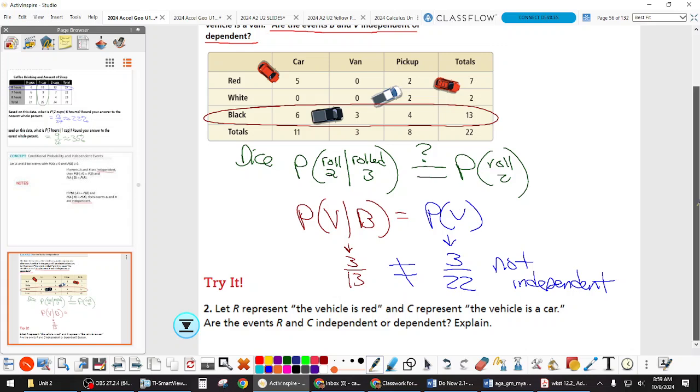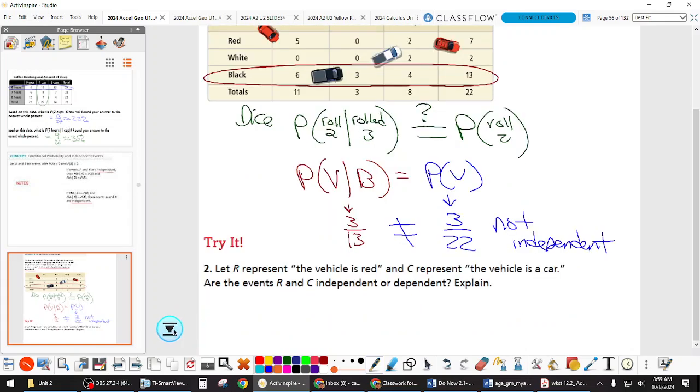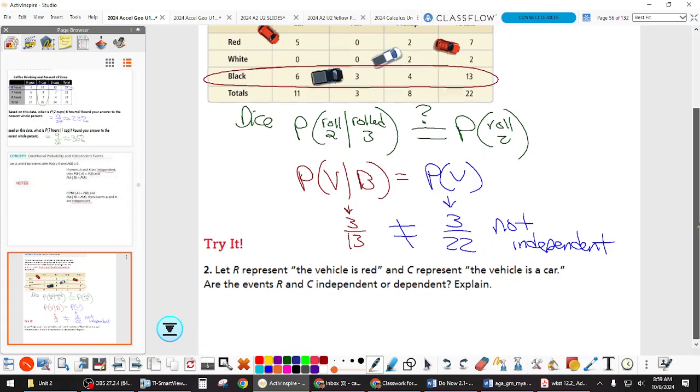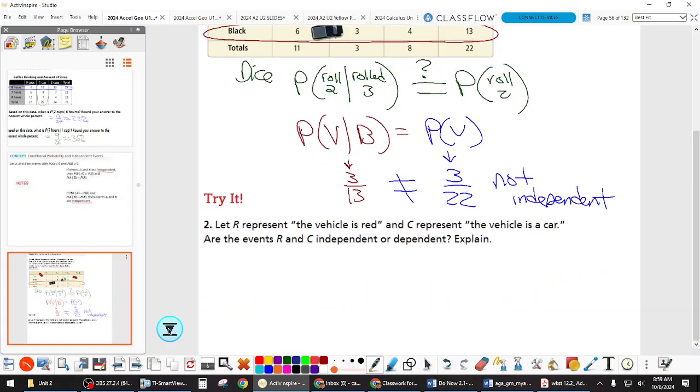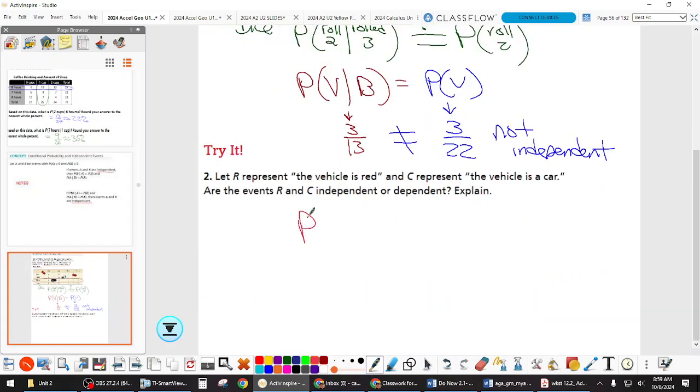Alright, let's see about the second one. See if we can fit all this in here. Go down. Thank you. We still need the categories. I think that's good right there. Okay, so now we're going to do R and C, red and car. Let's see if those are independent. So how do we write this? I need to go back up, but let's write it first.